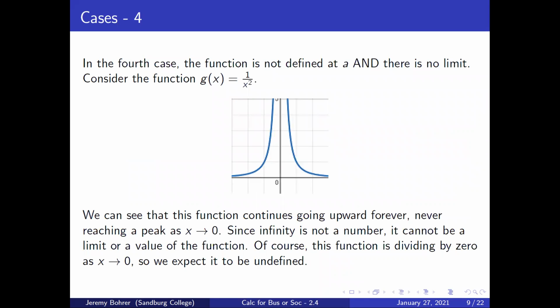In the fourth case, the function is not defined at a and there is no limit. Consider the function g of x equals 1 over x squared. We can see that this function continues going upward forever, never reaching a peak as x approaches 0. Since infinity is not a number, it cannot be a limit or a value of the function. Of course, this function is dividing by 0 as x approaches 0, so we expect it to be undefined.